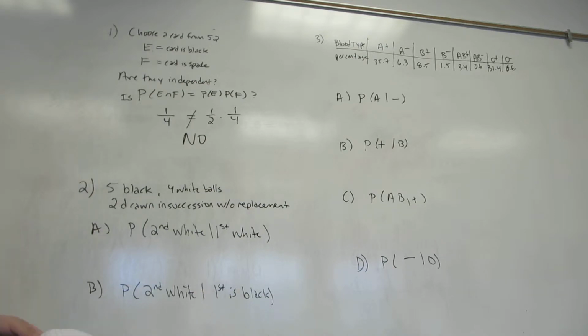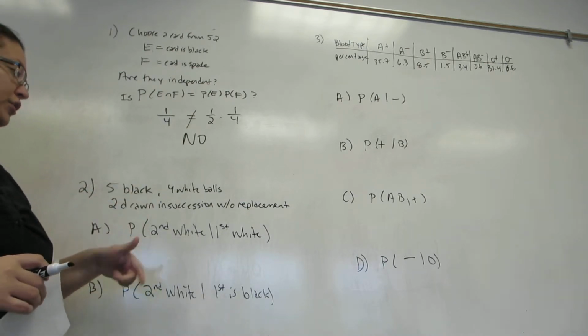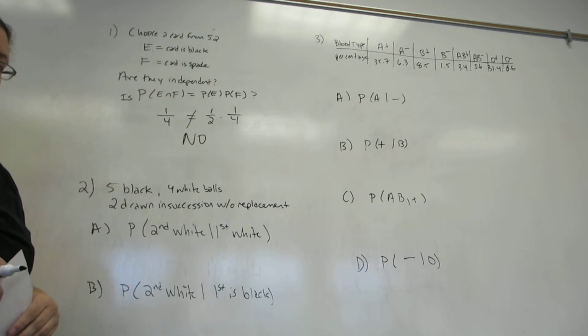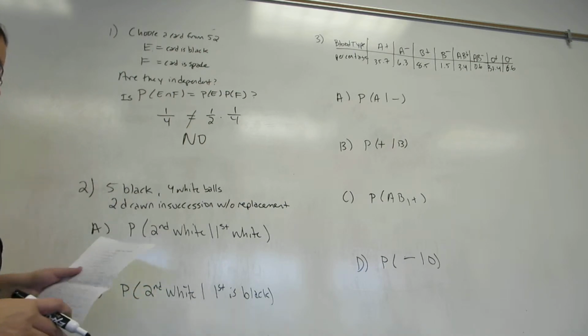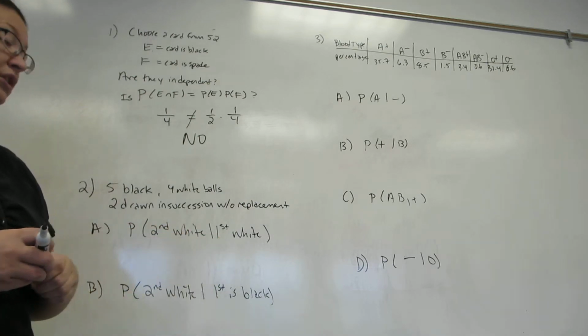Now, let's do some examples of conditional probability. In this experiment, we have a bag with 5 black and 4 white balls. 2 are drawn in succession without replacement. First, I want to know the probability that the second is white given that the first is white.